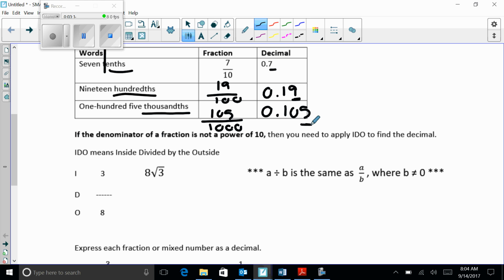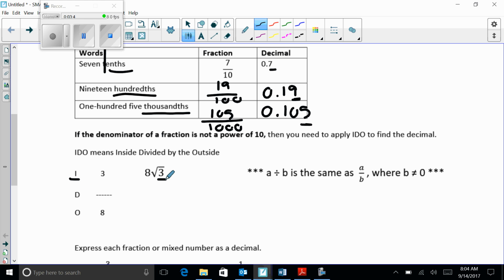It says, if the denominator of a fraction is not a power of 10, then you need to apply I DO, which is kind of a trick to help you remember which one needs to go inside the division box to find the decimal. I DO means inside divided by the outside. So it very simply tells you what number goes inside the box, the 3 here, in the division house, and then the 8 goes on the outside.